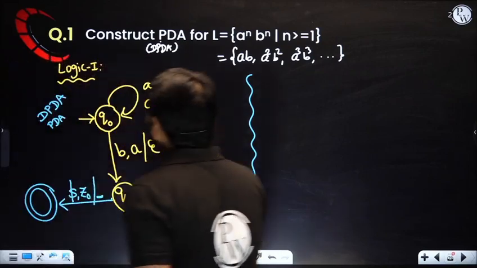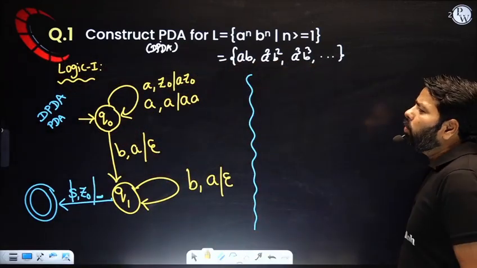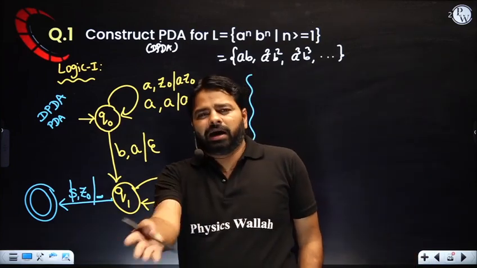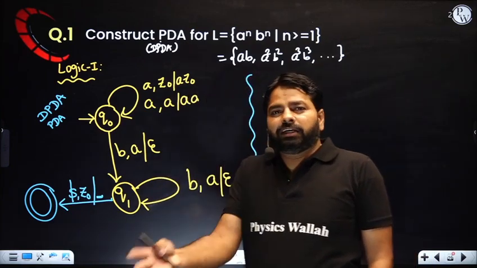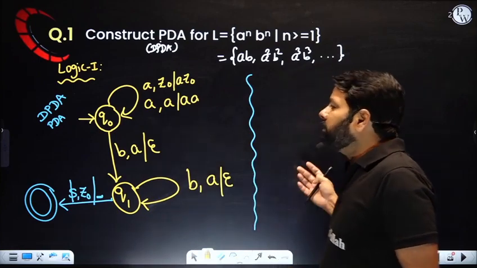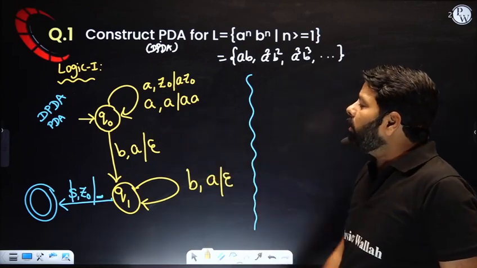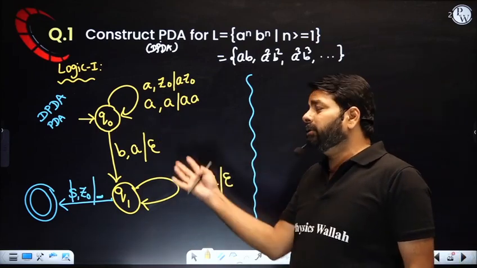I just designed a DPDA here. Now, I don't want a DPDA. I know a PDA is more powerful, right? A PDA can even understand DPDAs without having the deterministic nature. Now I want to design a machine that is non-deterministic in nature, not deterministic. The machine should not look like this, but should accept the same language.